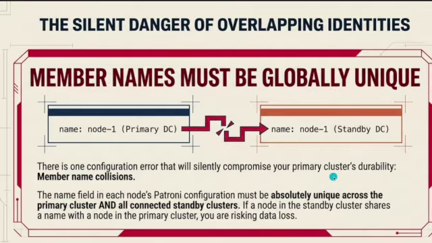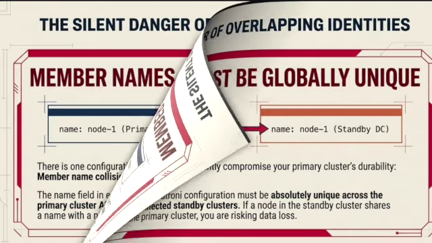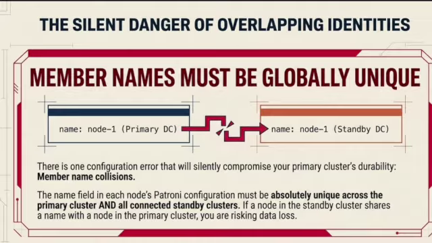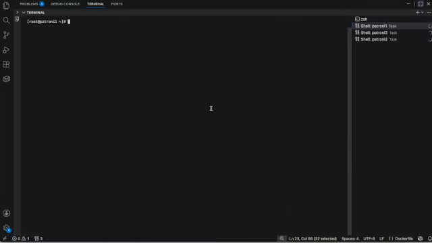Also, you cannot use the same name, but if you do, you should keep the cluster name different. Because of the name collision, it will raise an error and compromise your primary cluster, which is already up and running. I am going to add the third node in my cluster. So this is my 3 node Patroni cluster.